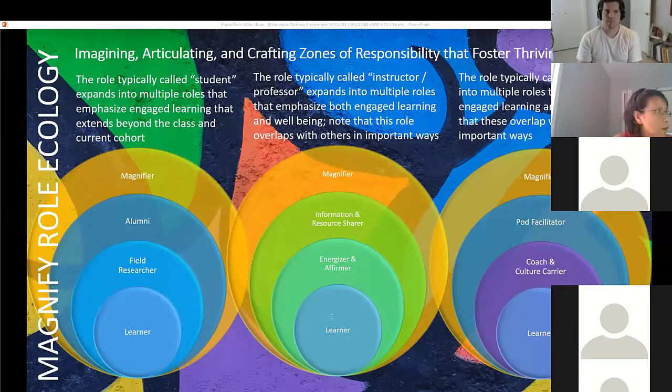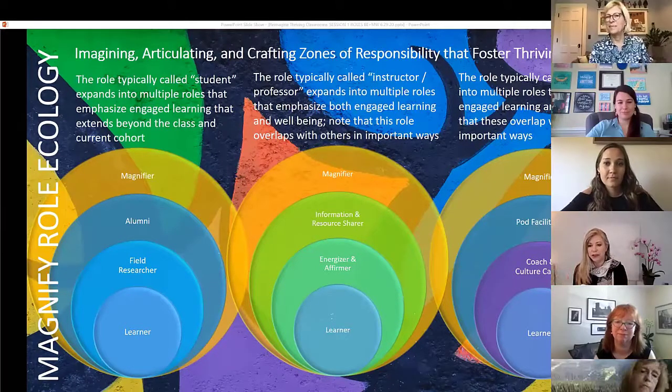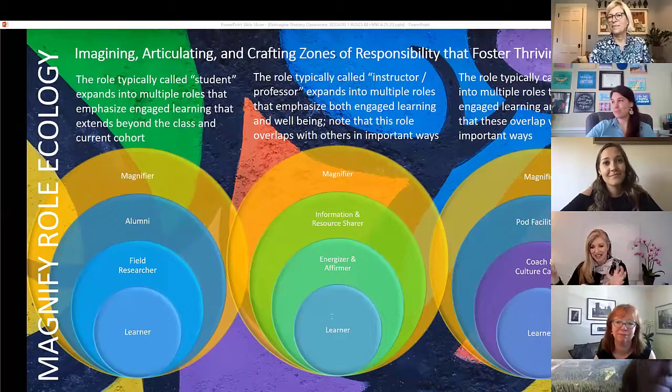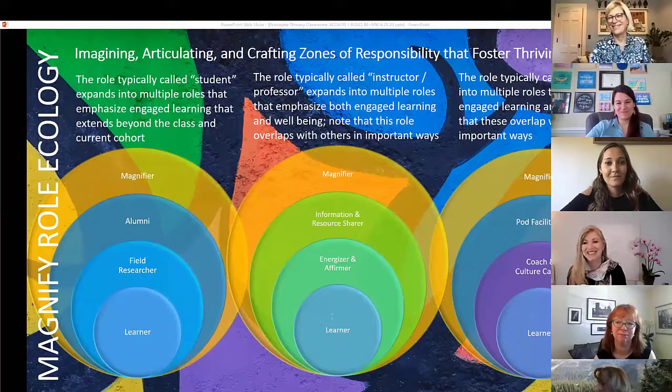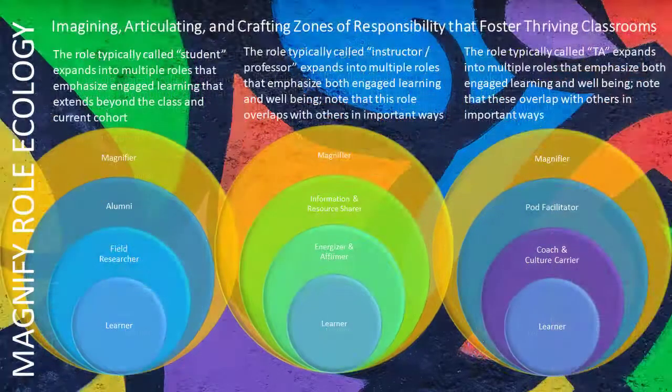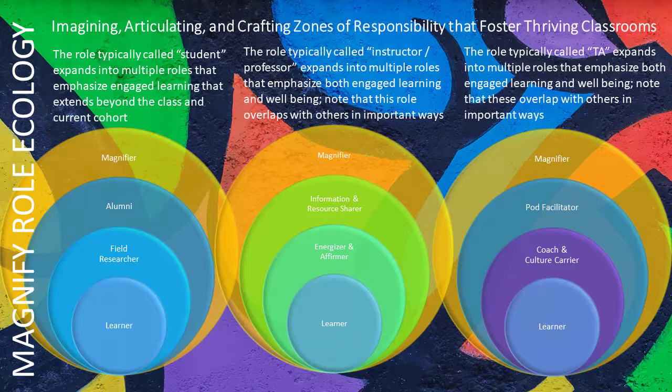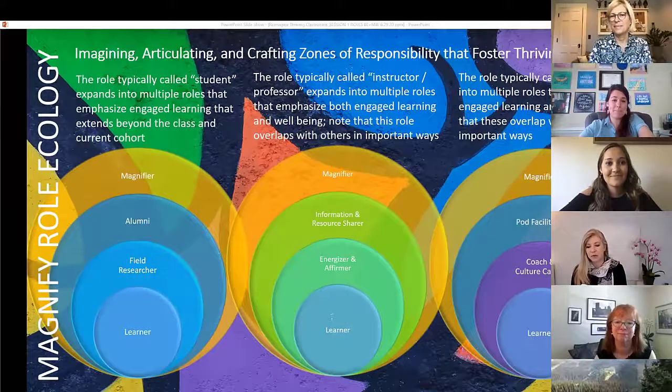And then on the right, you have a group of former students and staff members and other people who come our way that Betsy cultivates into this community, who serve as coaches, who serve as culture builders and culture carriers, and who serve as something like TAs or discussion leaders, although we talk about them as facilitators of conversations and as bringing together pods of small groups of students to do different kinds of tasks. So that's our Magnify role ecology.